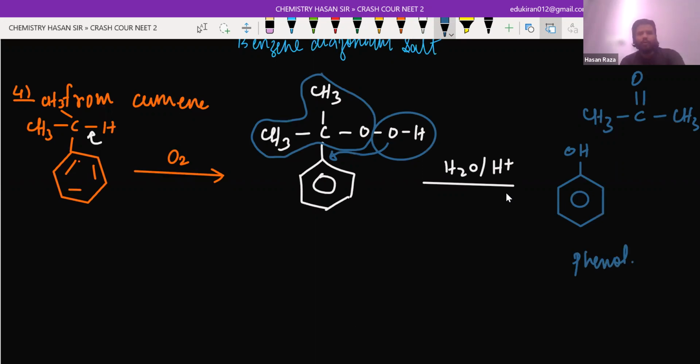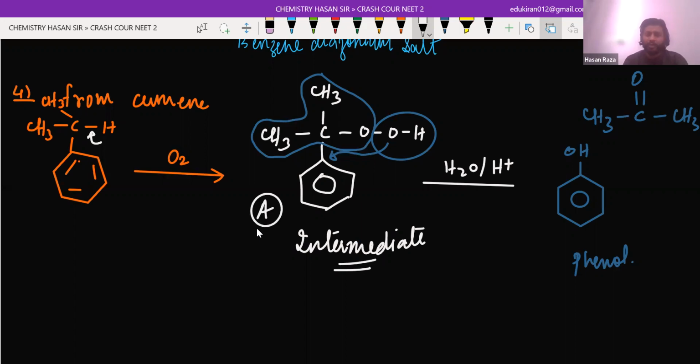So one of the questions from PYQ in NEET that has been asked is the intermediate. This is your intermediate. They asked, the reaction was given like this, and here it has been written A, and everything was given except this. And they asked, what is this A? Is that clear? This is your ketone, propanone. This is your main product because we were preparing phenol.